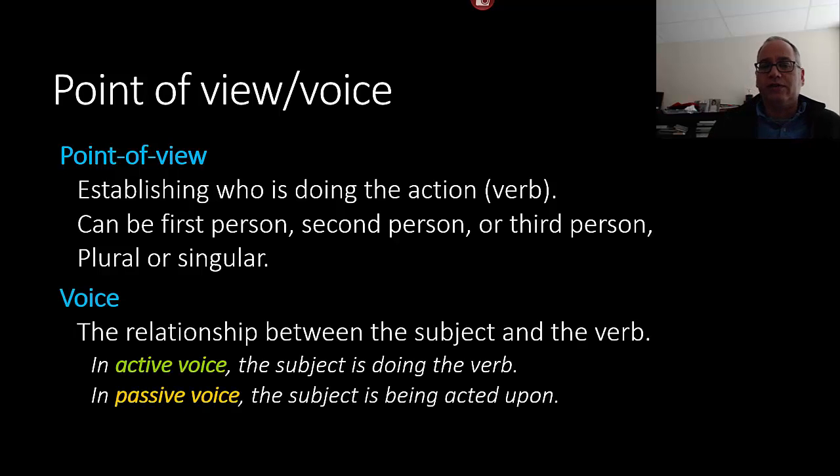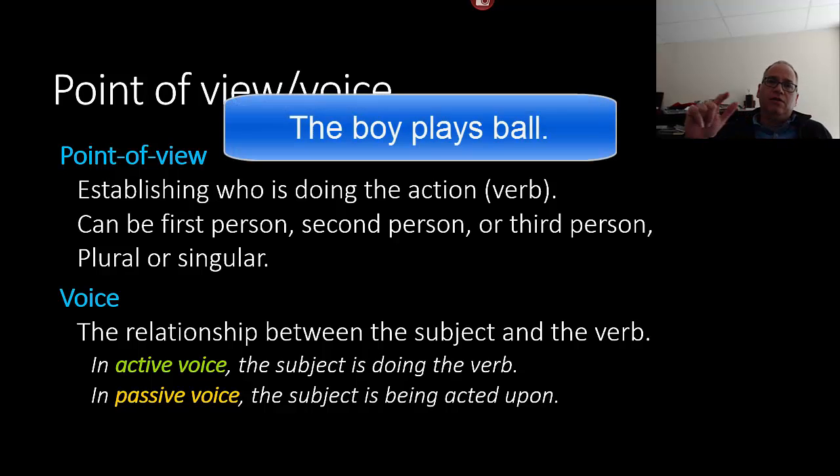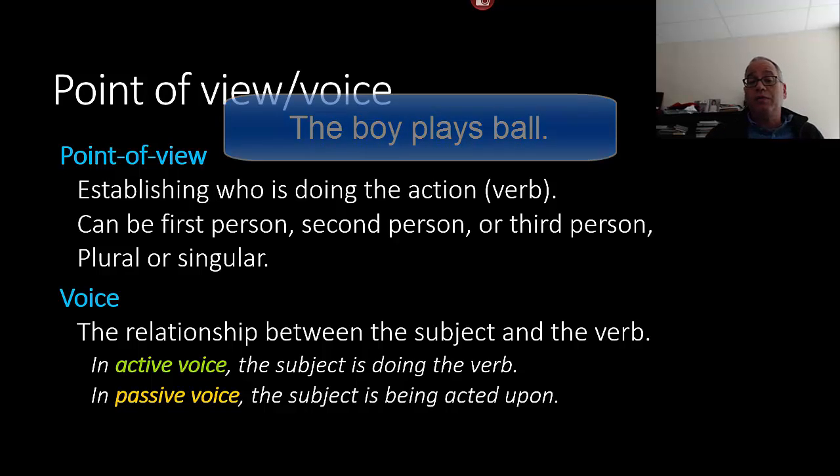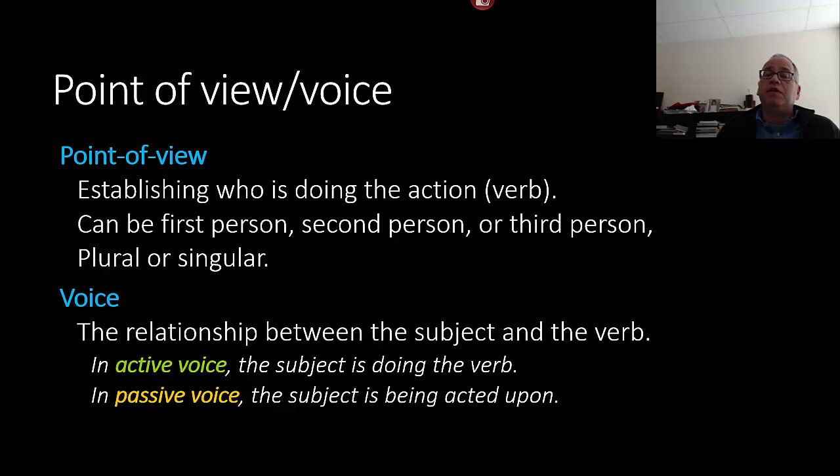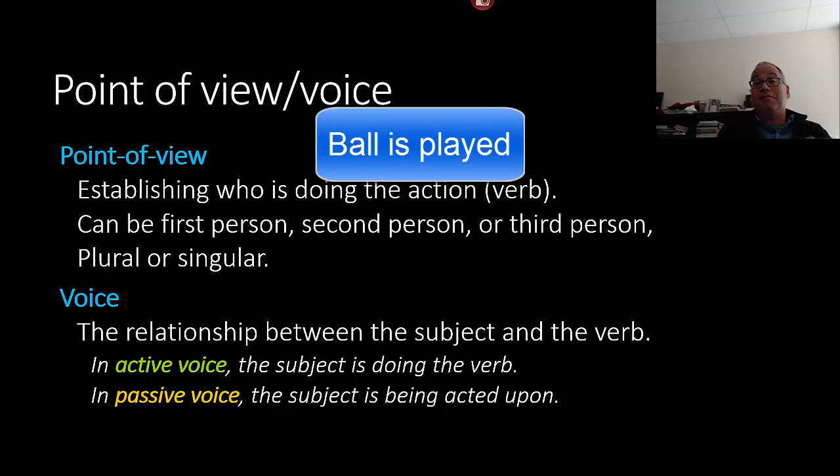And this brings us to voice. Voice is all about the relationship between the subject and the verb. In active voice, the subject is actually doing the verb. Like we said, subject, verb, object. The boy plays ball. Passive voice would be a situation where the subject is being acted upon, and it should be used very carefully. It's not against the rules to use passive voice, but you should be careful when you use it, and you should not use it in too many sentences. An example of passive voice is: ball is played.